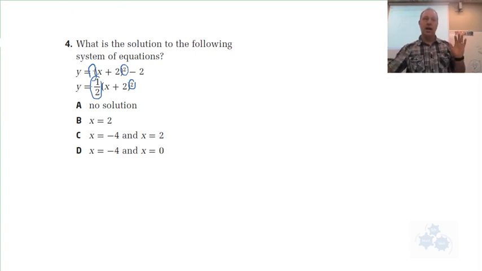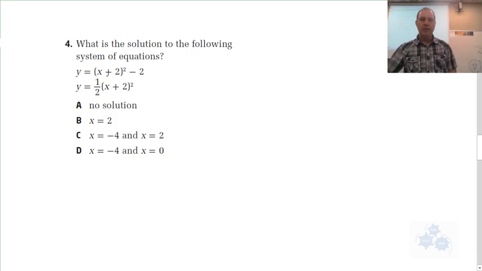So let's just think. I have no idea. I haven't done this question yet. But if they both open upward, that means we have 2 parabolas that open upward. And let's check the vertices. Okay, so there's a vertex that's at negative 2, negative 2. So there's 1, and this one is opening upward, something like this.